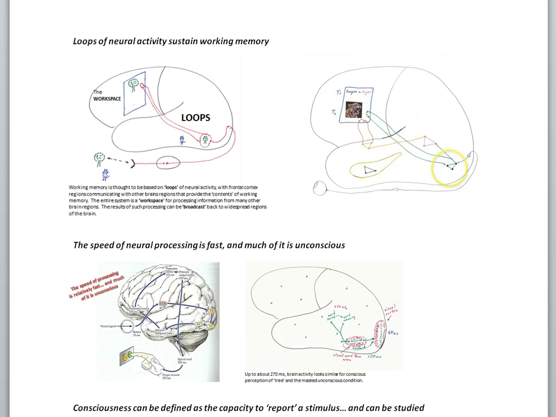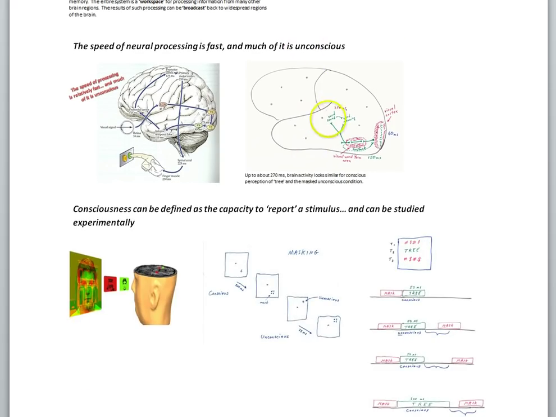These loops are also initiated when we imagine things. In this case, we are internally, in a sense, activating the memory traces and setting up the loops, in this case to imagine a tiger. The speed of neural processing is fast, and much of it is unconscious. We saw that from the time of looking at a stimulus to the time of pushing, it's about 1/4 of a second. Now this picture is a little bit, we now know, misleading.